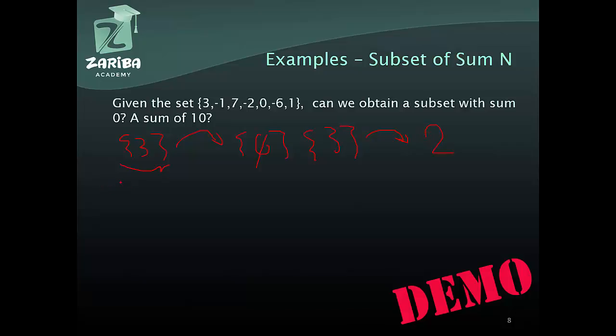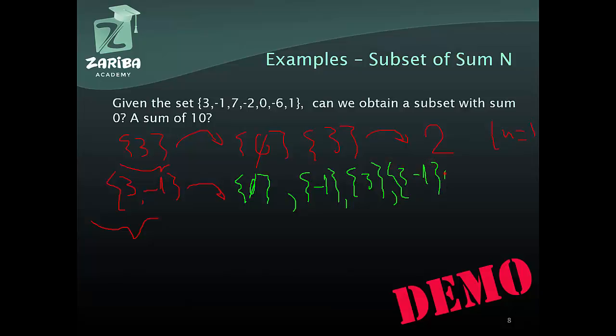Okay, how about if we have the 3 and the minus 1? Let's do that as well. I think green is better, but okay. How many subsets are there? We have the empty one. After that, we have the minus 1, the 3, and the 3 and minus 1, which is 4. This is for n equals 2.